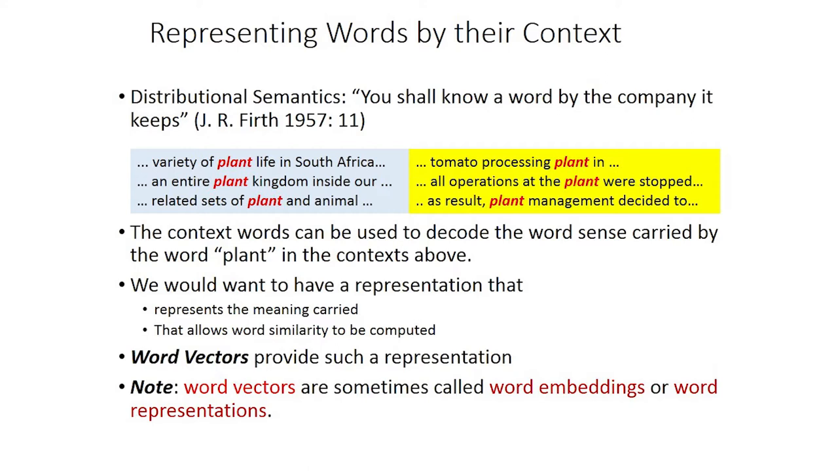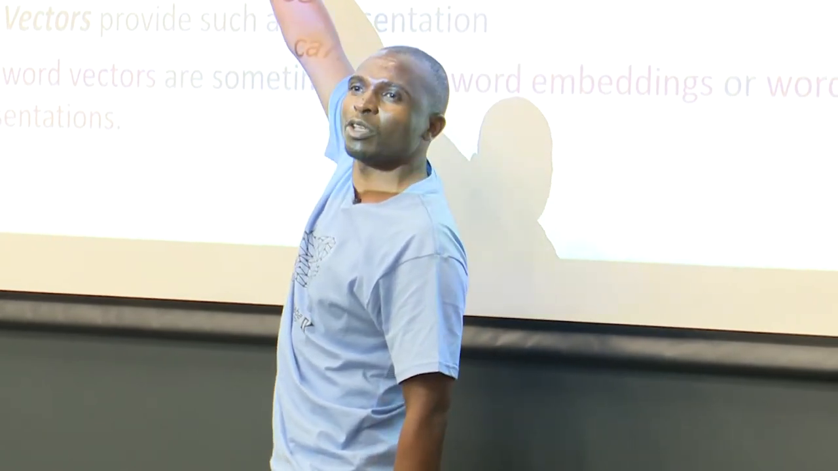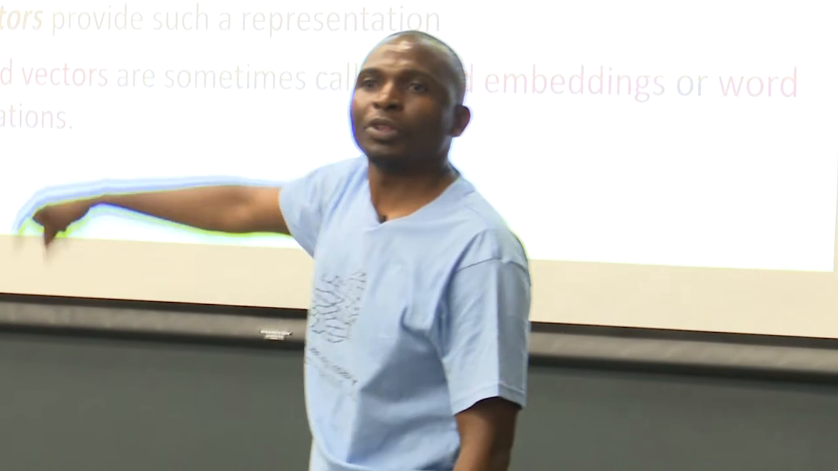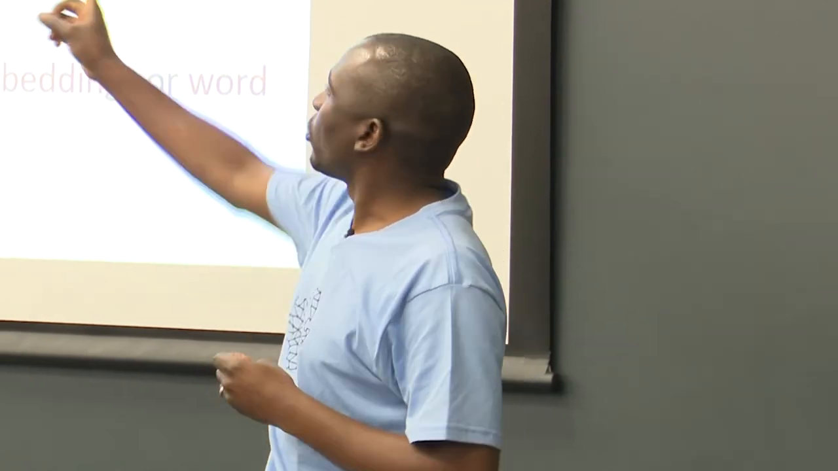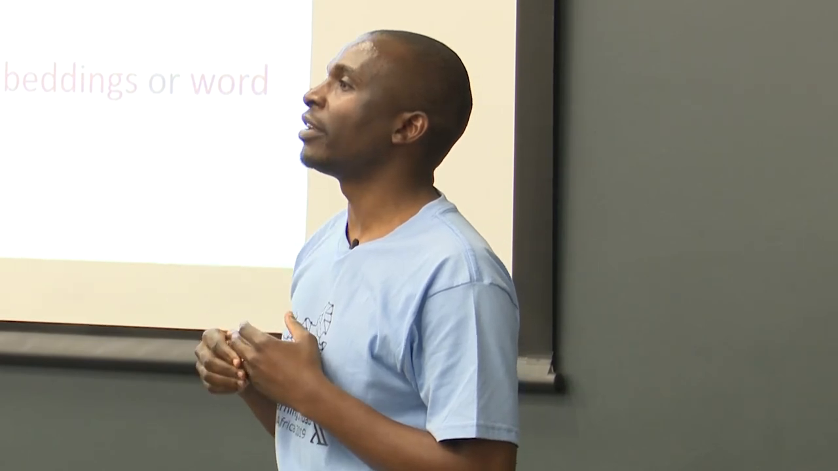I've got two sets of sentences here. I've got the one in blue and the other one in yellow. I guess people at the back can see that. The first one: a variety of plant life in South Africa, an entire plant kingdom. Can I ask a question? What's the meaning carried by the word plant there? What's the sense carried by the word plant on the one shaded in blue? What do you understand that word plant could mean? Leaves. Okay, everything that is plant.